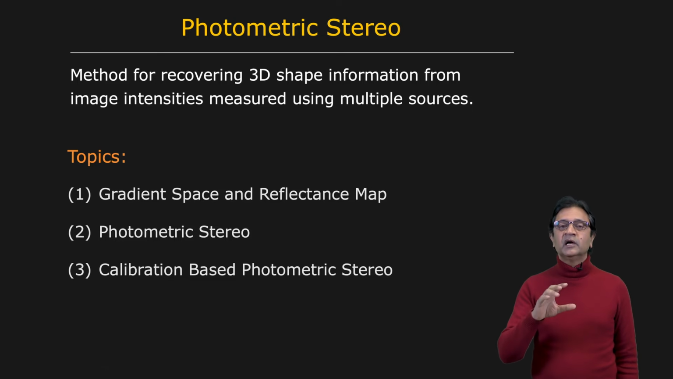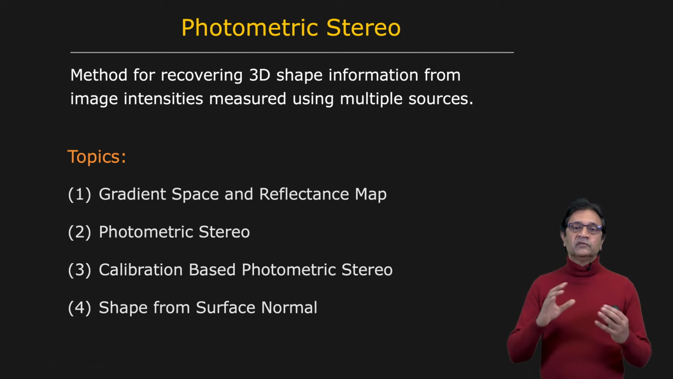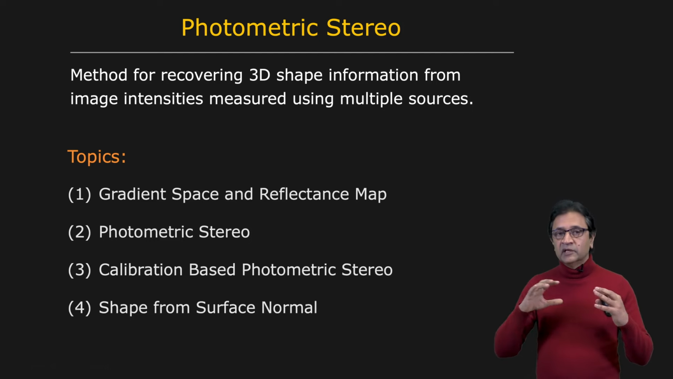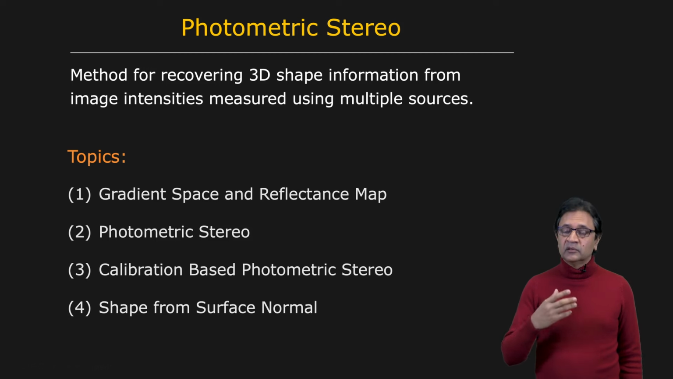So after you've applied photometric stereo, what you end up with is the surface normal at each point on the object. And if the surface is continuous, we can now integrate these surface normals to recover the three-dimensional shape of the object. So we look at an elegant approach for integrating surface normal maps to obtain 3D shape.